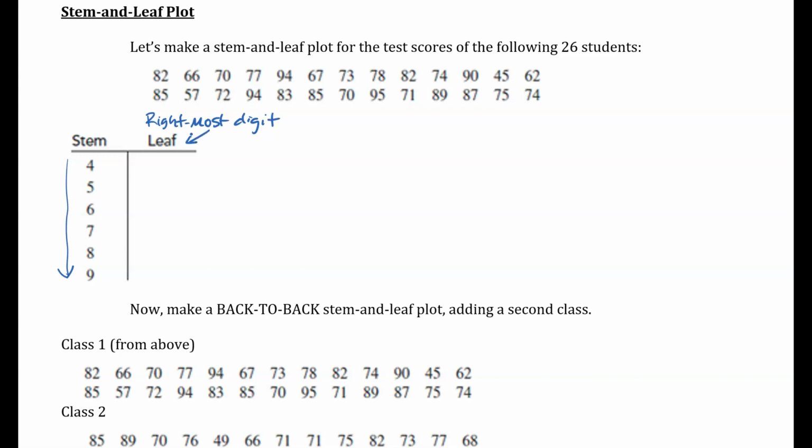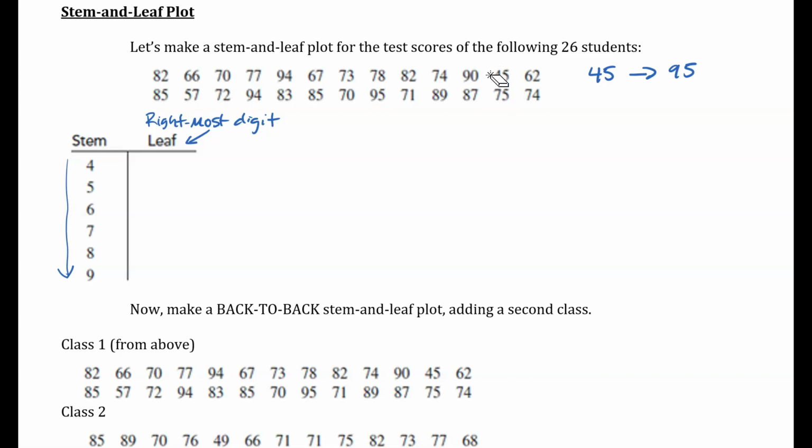So you have to look at the types of numbers you're given. In this case, I'm just going to write down the smallest one. It looks like the smallest one is 45. I've got numbers from 45 all the way to, looks like 95 is my biggest value. Yeah, so 95 and 45. So 45 to 95.